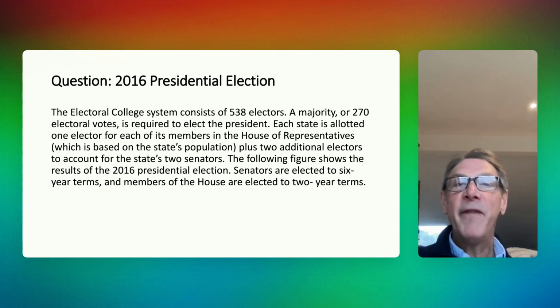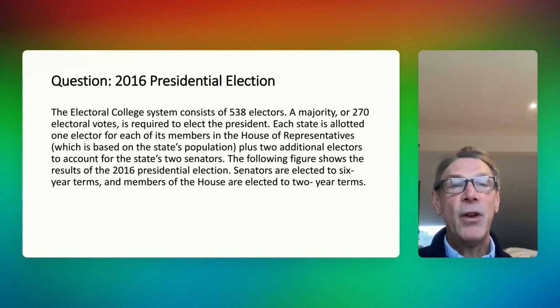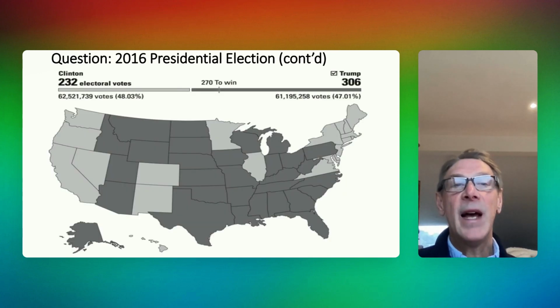So the following figure shows the results of the 2016 presidential election. Let's have a look at the next slide. We're going to see this map of America, and the dark colours are Trump and the lighter colours are Clinton. Trump was standing for the Republicans and Clinton was standing for the Democrats.